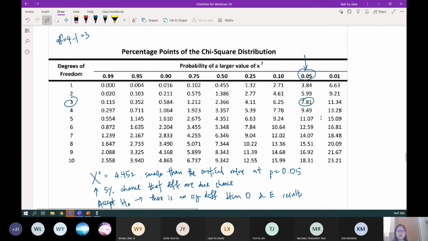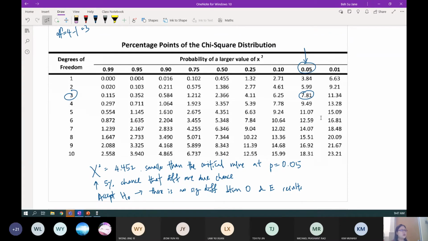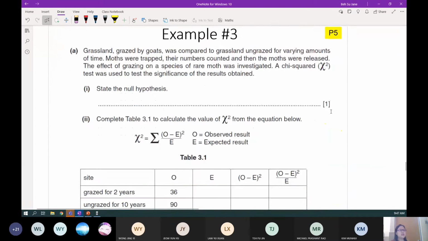Someone also asked, must it be same or bigger than the critical value to be significant? Yes. You need to be higher than the critical value to be significant. We'll do one more thing, one more example, and this one is an ecology example.